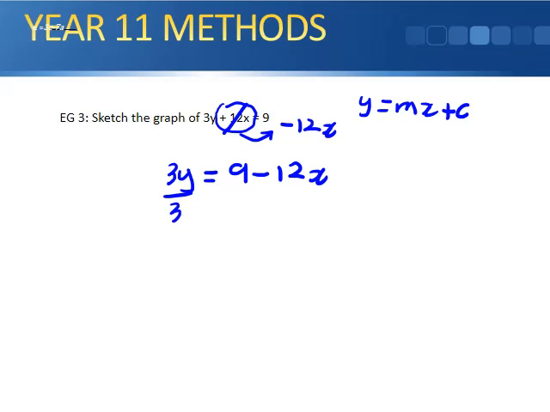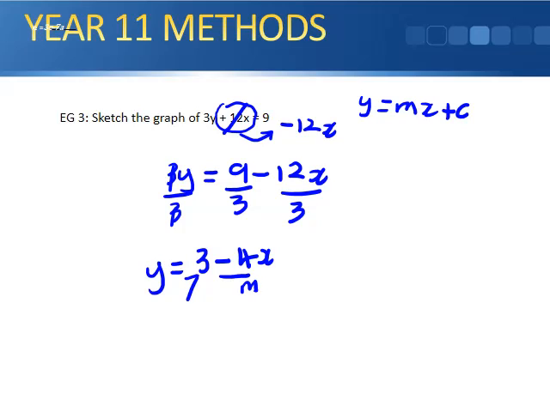And of course, divide by 3. You've got to divide everything by 3. So make sure that you do that. 3 is cancelled here, and we get y equals 3 minus 4x. So there's my gradient, negative 4, and my y-intercept is the 3.